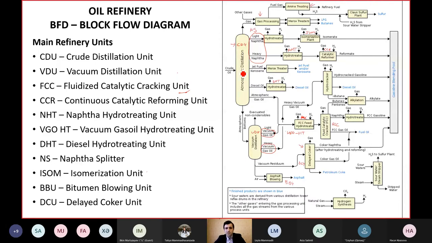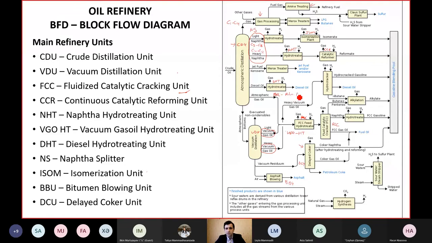As you can see, we have the gases here, which are C1, C4. We have light naphtha and heavy naphtha. Light naphtha is C5, C8, and heavy naphtha C10, C12. And then we have the jet fuel or kerosene, which is the C12, C18. Diesel, the C20, the C30. Then atmospheric gas oil, or we can also call it AR, atmospheric residue.